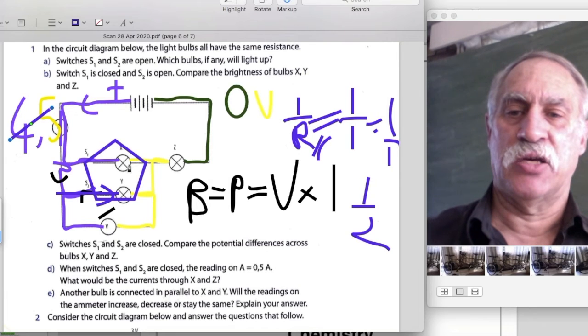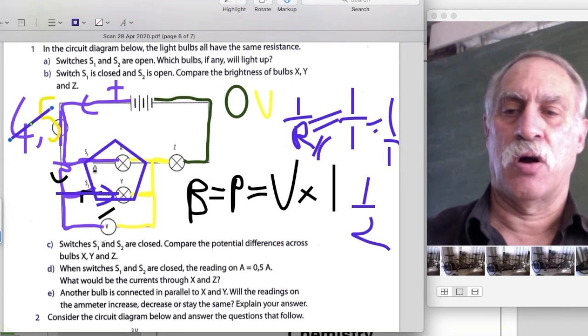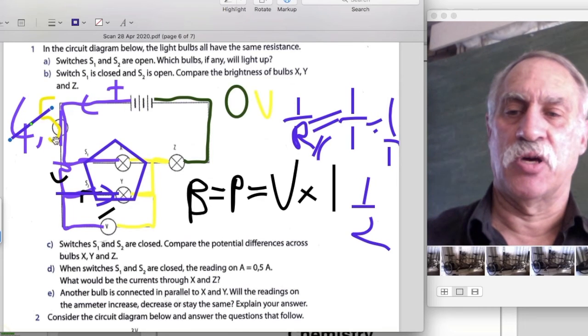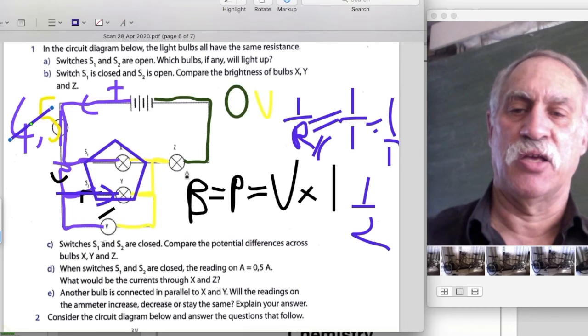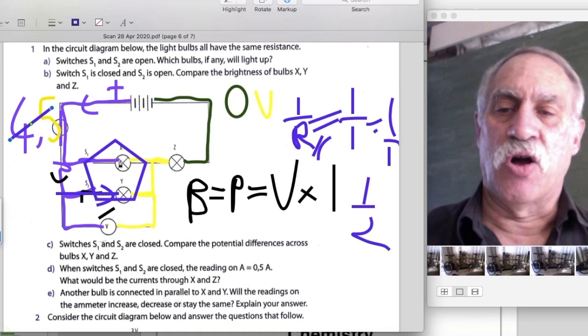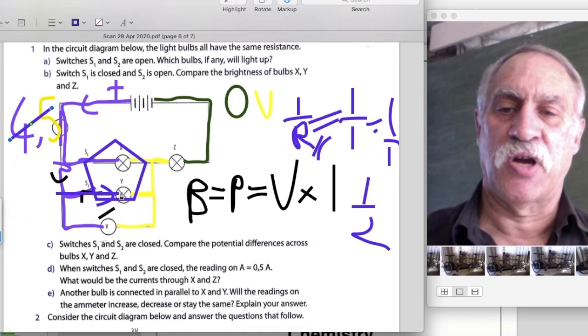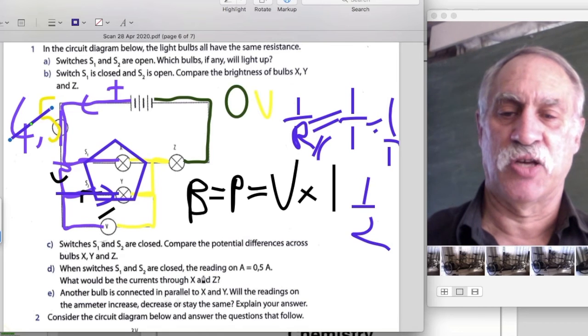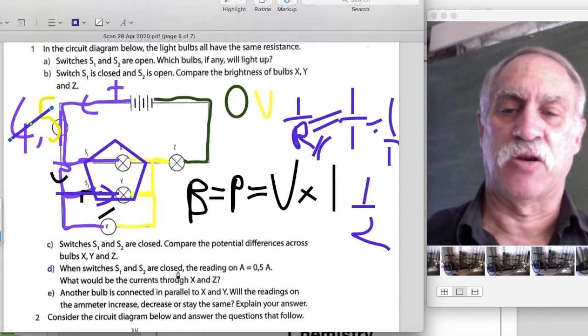What would be the currents through X and Z? Well, watch what happens to the current. The current comes here, splits up, goes through X, goes through Y, the currents come back together, and then they go through Z. So you're getting half the current through X, half the current through Y, so the current in Z would be twice as much. X would be half of Z.